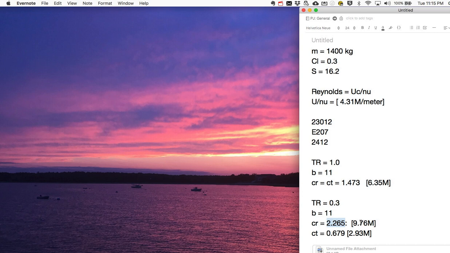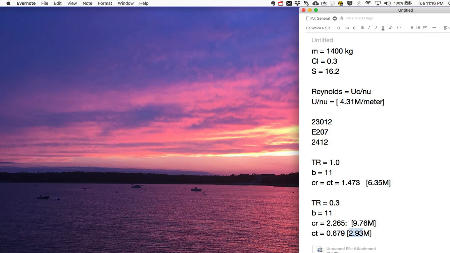For the tapered wing, it ranges from 9.76 million at the root. That's the highest Reynolds number we're going to be seeing in any of these simulations, down to 2.93 million at the tip. So I really need about 1 million, we'll say, to about 10 million will be my Reynolds range that I will run for these foils. And the last thing I'll mention, once I get there.